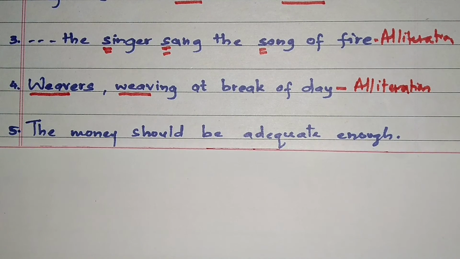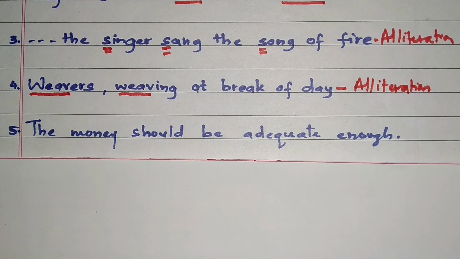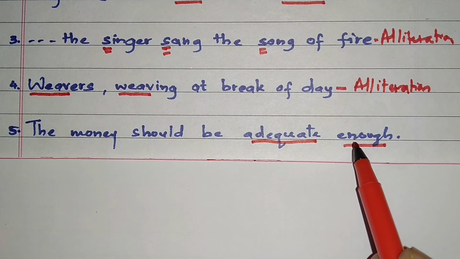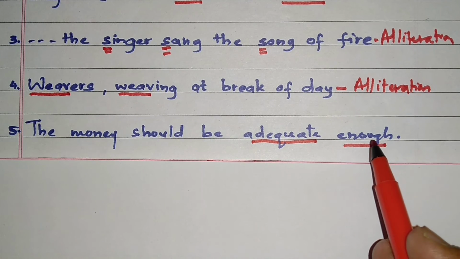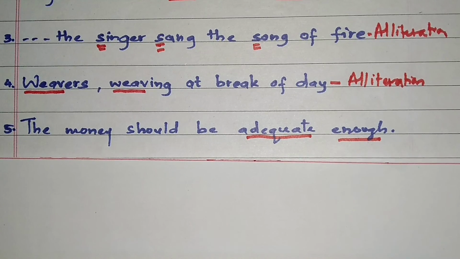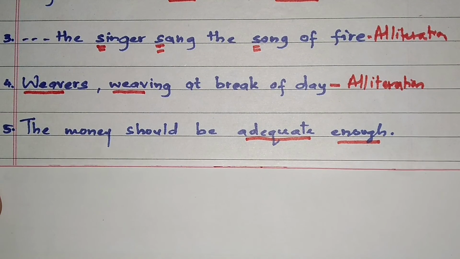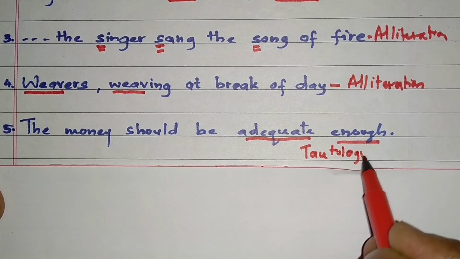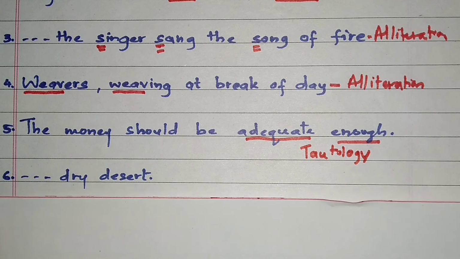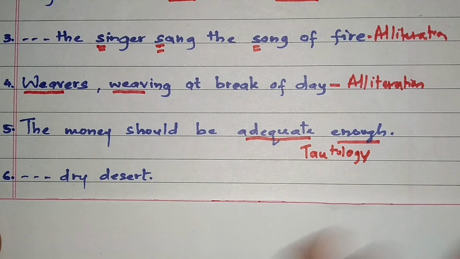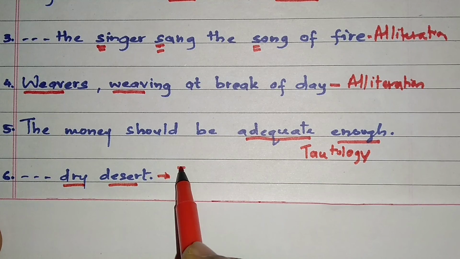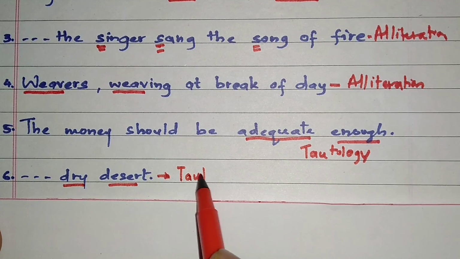Next, the money should be adequate enough. Friends, adequate and enough both have the same meaning. They mean sufficient, and therefore the figure of speech here is tautology. Next, dry desert. Here, dry and desert both have the same meaning, and therefore the figure of speech is tautology.